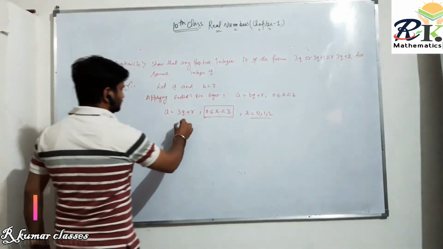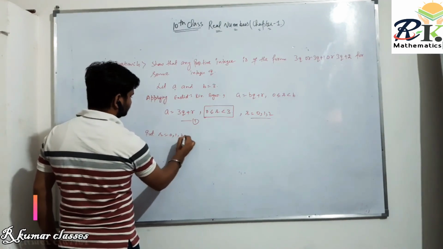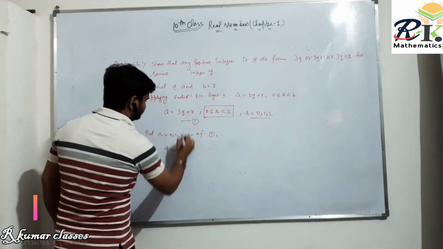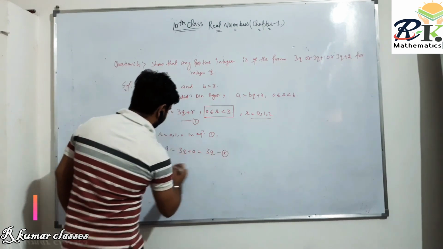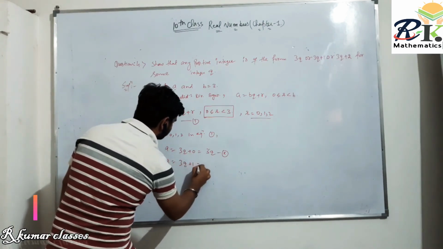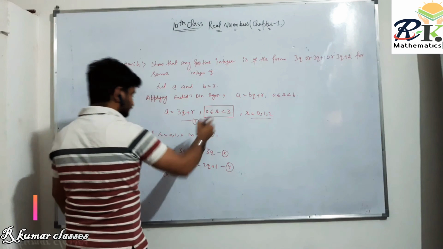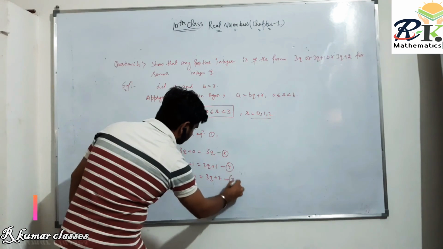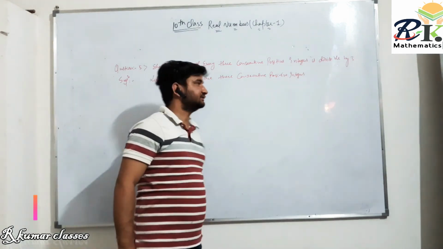So putting in this equation 1, r equal to 0, 1 and 2, we get a is equal to 3q plus 0, this is 3q, this is x. If we put the value of r as 1, a is equal to 3q plus 1, this is y. And if we put 2, 3q plus 2, this is z.